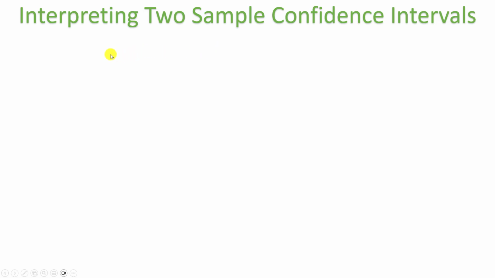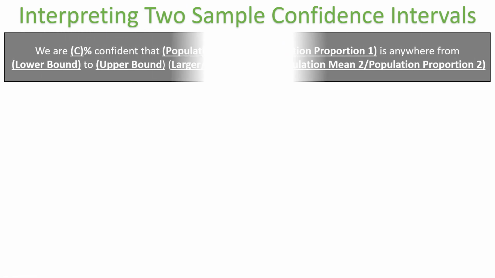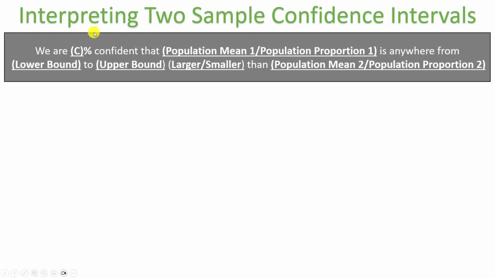I use a different interpretation for two sample confidence intervals than I use for one sample confidence intervals. And here's the template. We state that we are C% confident, where C is your confidence level, that the first population mean, or first population proportion, whichever you're dealing with, is anywhere from your lower bound to your upper bound, either larger or smaller than your second population mean or second population proportion. Now, I know there's kind of a lot of things going on here, so let me try to explain a little bit. First of all, you should always write your lower and upper bounds as positive numbers, even if they were negative.